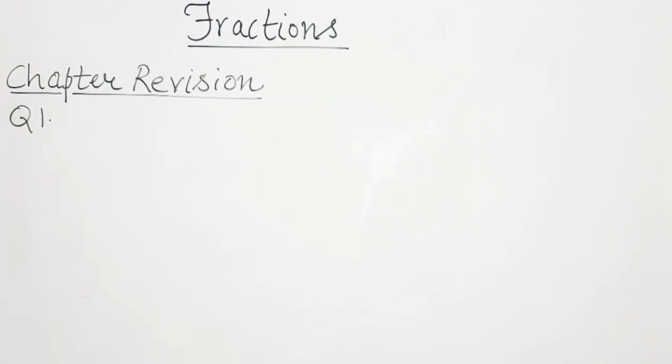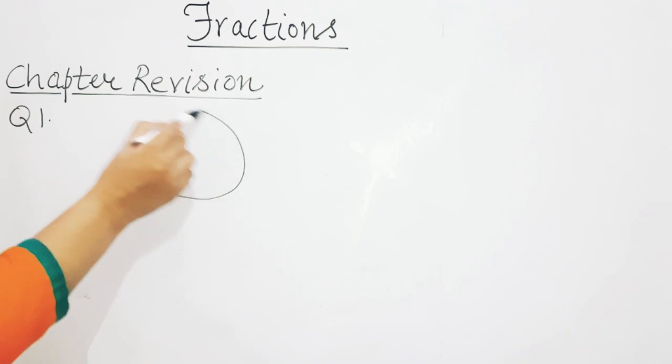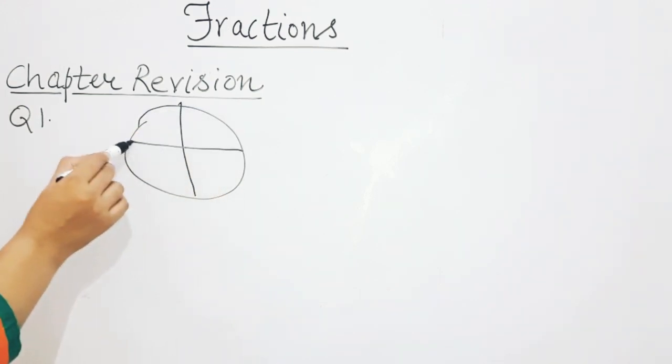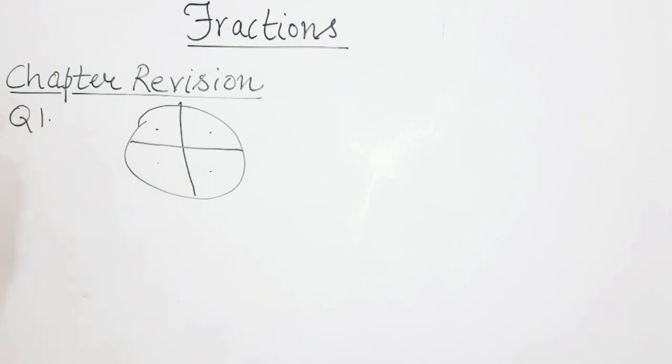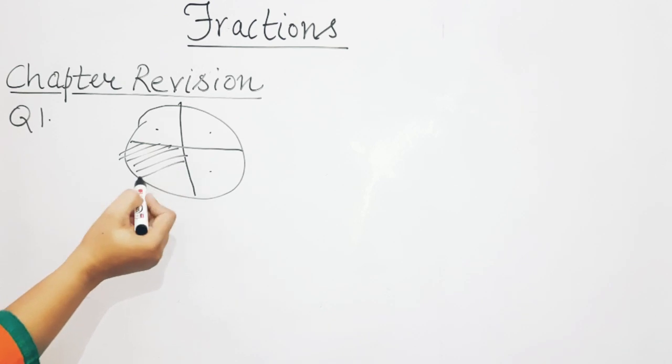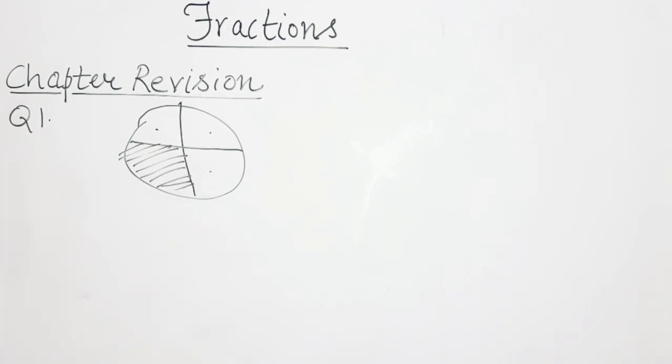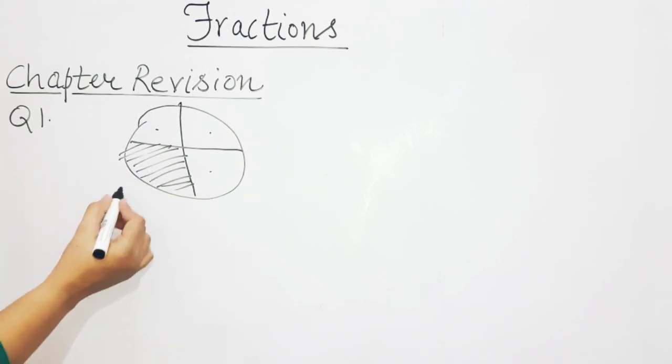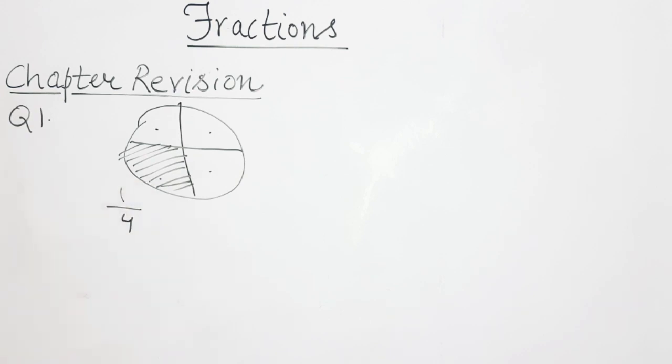Question number 1 is, Minnie ate 1/4 of a whole cake. What is the fraction of the cake that is left to eat? So there was a cake and she ate 1/4. 1/4 means in total the cake was divided into 4 pieces, and out of those 4 pieces Minnie ate 1 piece. So this is the fraction for the shaded portion.